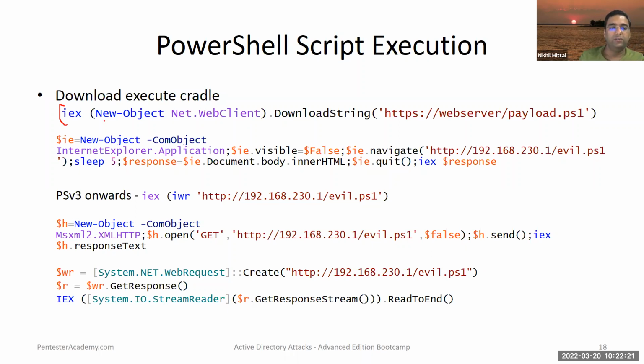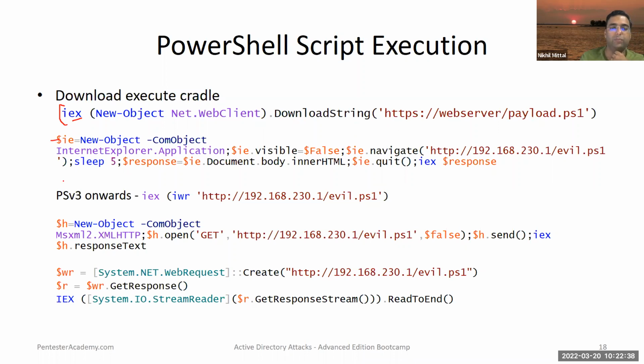So what are we doing here? We are creating an instance of the Net.WebClient class and then using the DownloadString method from it. This method loads the PowerShell script in memory. And then finally, we are passing it to Invoke-Expression to run the script entirely in memory.